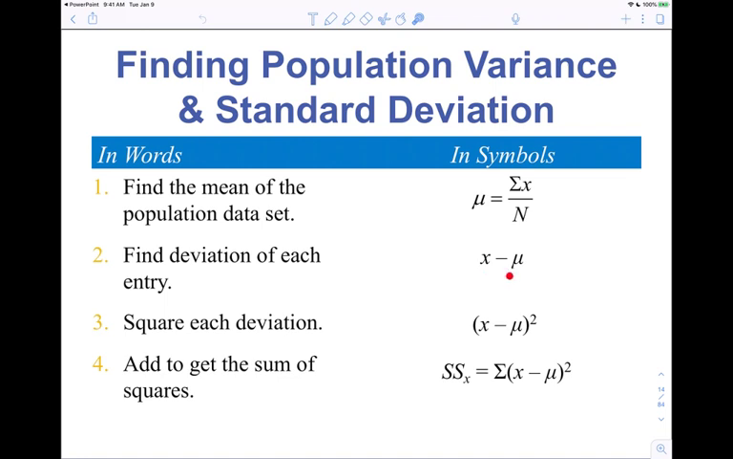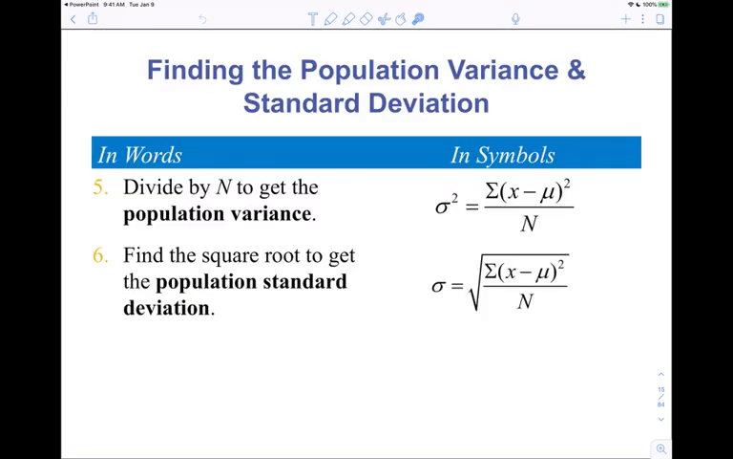And then we're going to square each deviation. These are just steps on how to find the population variance and standard deviation. And then we want to add to get the sum of the squares. So once we square each entry, we're going to add those up. We're going to call that result the sum of the squares.